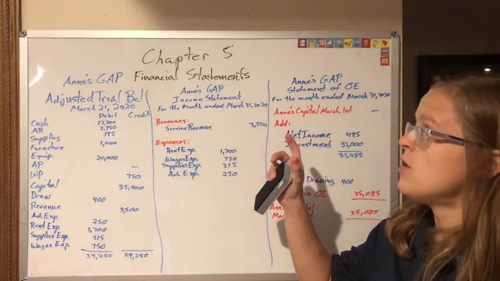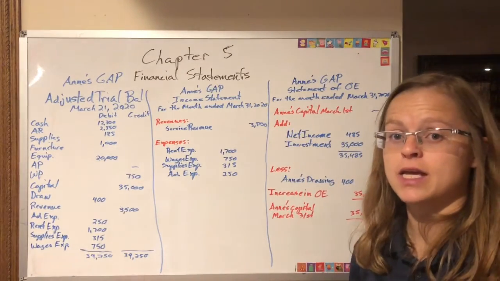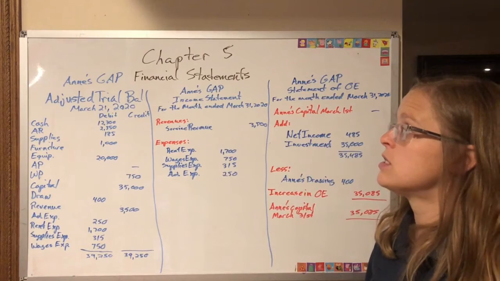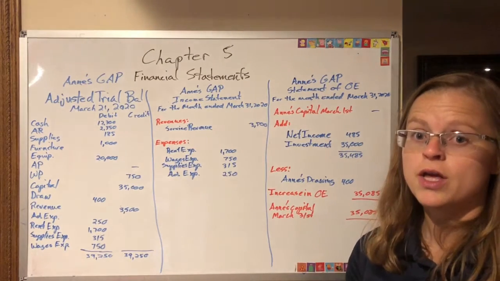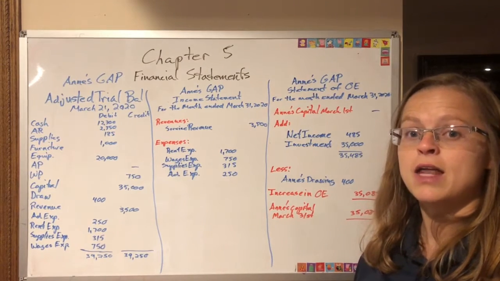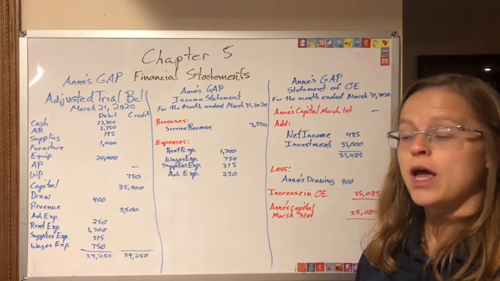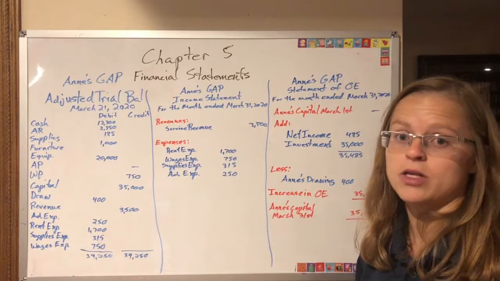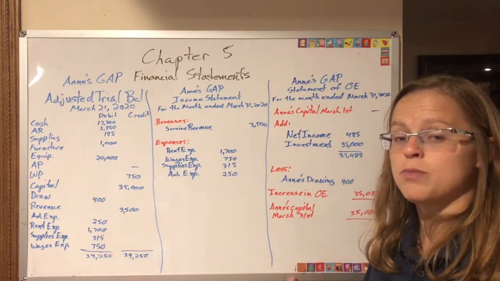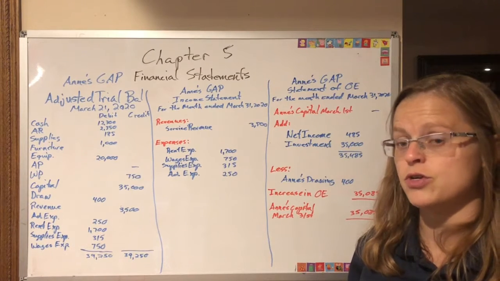Chapter 5, we cover financial statements and closing the books. We're going to start with financial statements. So in Chapter 4, we learned that we needed to have an unadjusted trial balance and then adjust the entries and make an adjusted trial balance. So the adjusting entries were for the accrued expenses and accrued revenues.